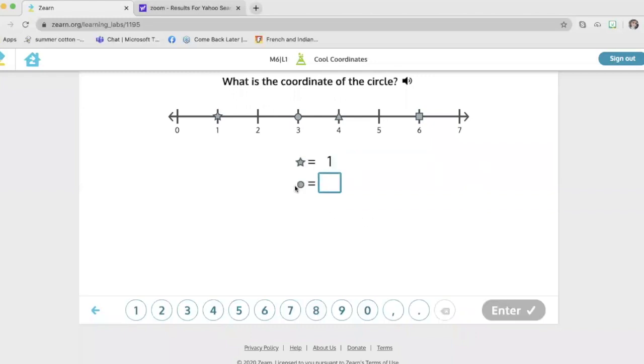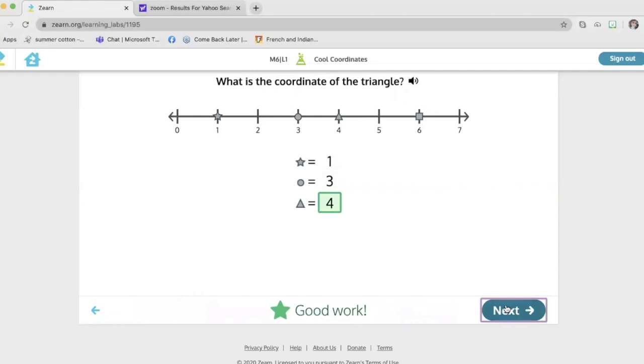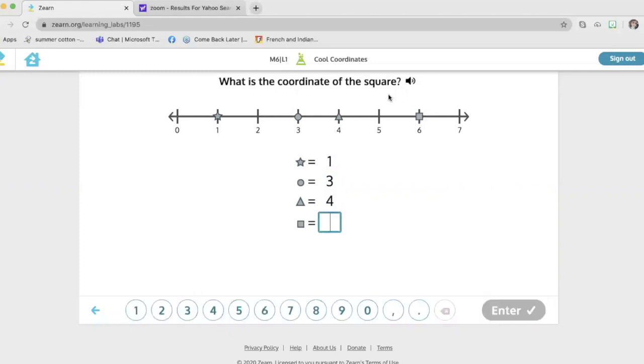Okay, the circle, we can see the circle here. So we're going to start at 0 and we're going to go 1, 2, 3. Okay, the triangle is here. We're going to start at 0 and go 1, 2, 3, 4. And then we're going to do our square. We're going to start at 0, and we're going to go 1, 2, 3, 4, 5, 6.